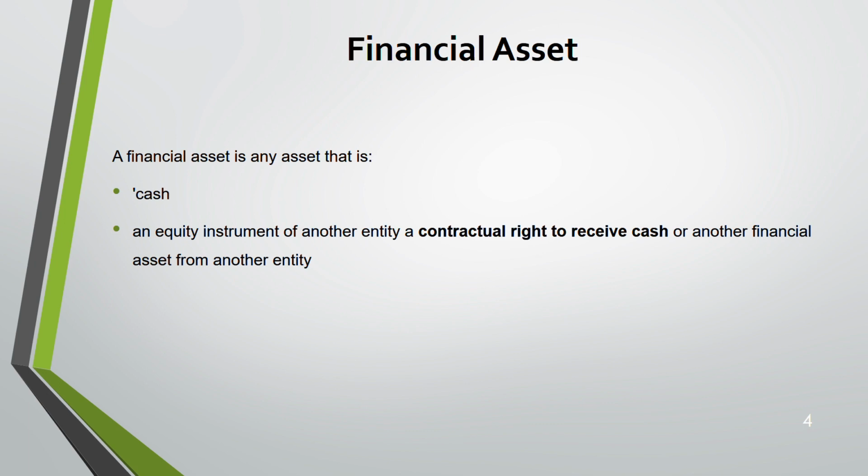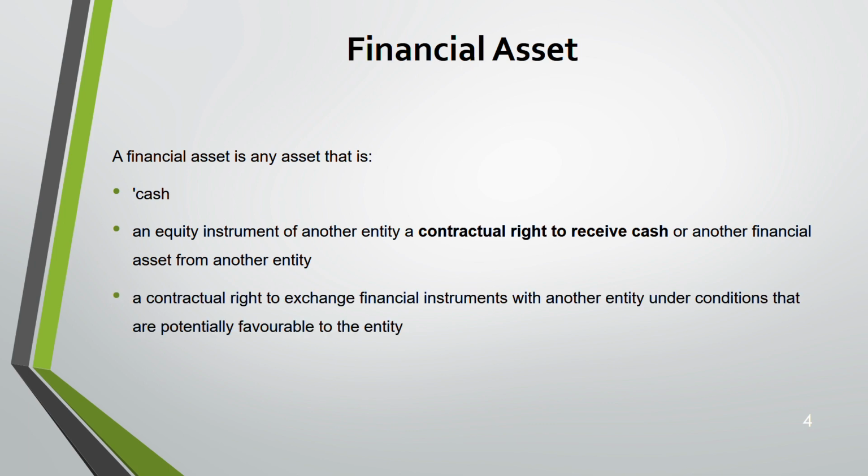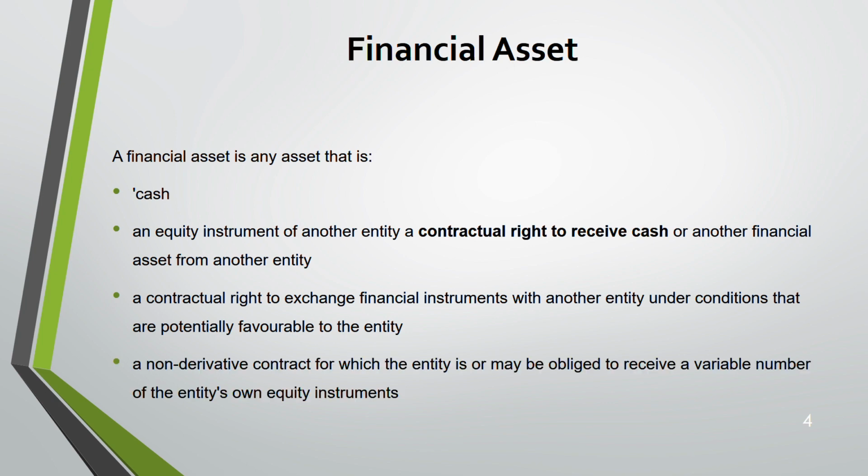that gives you a right to receive cash or another financial asset from another entity, or a contract. You see the word right: you have to have a right to receive cash, either in direct form or through shares, but you have to receive it. A contractual right to exchange financial instruments with another entity on terms that are favorable to the entity, or a non-derivative contract. See, the contract needs to be non-derivative.